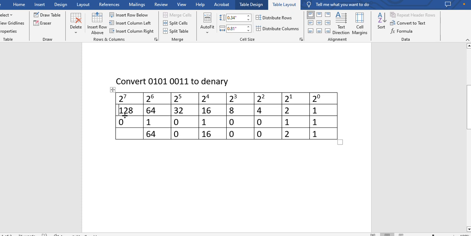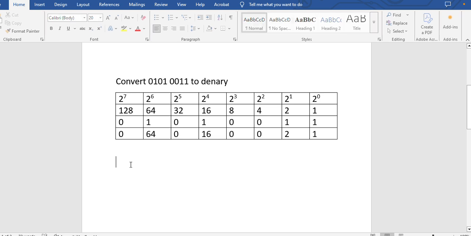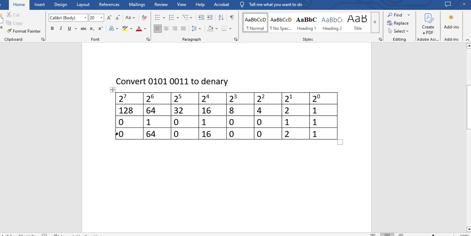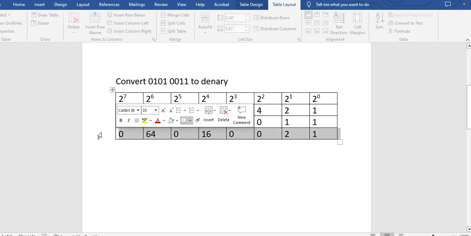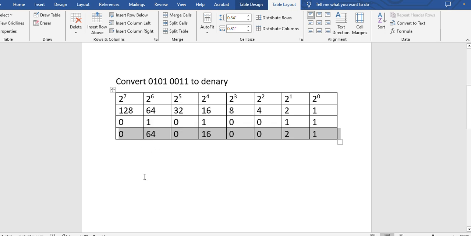Wewe unalala bado wewe. 128 times 0. Okay, tuko hapa, 128 times 0. Napata nini? Pata 0.